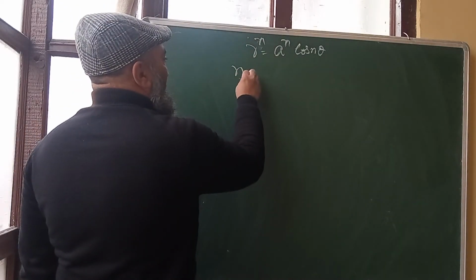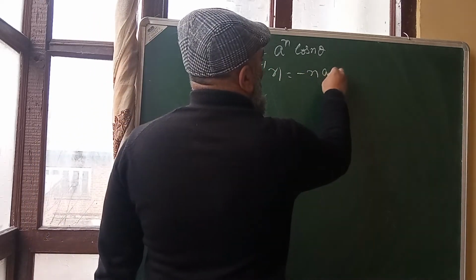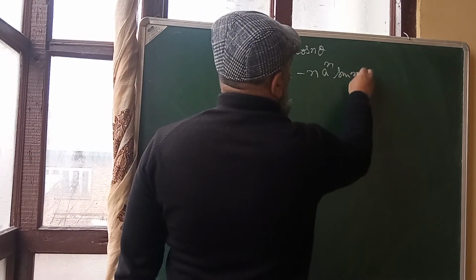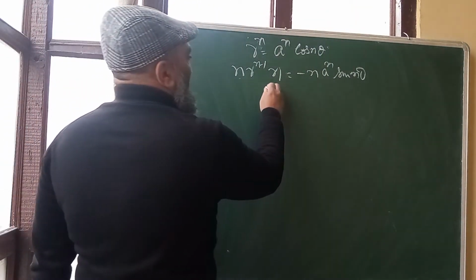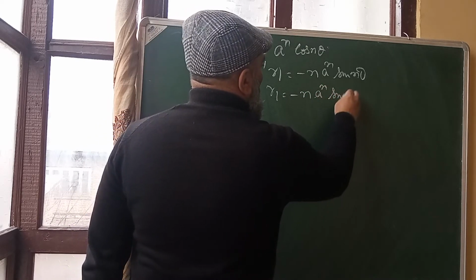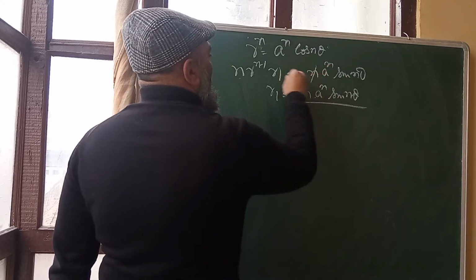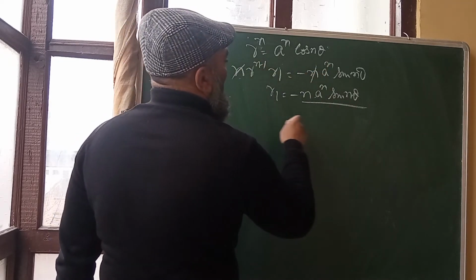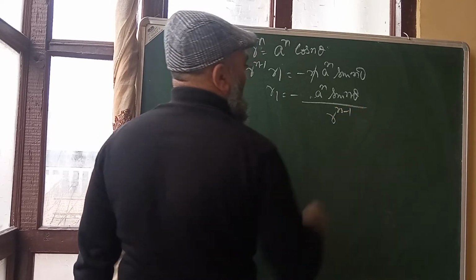So this is n r^(n-1) r1 equals minus a^n sin n theta, differentiating with respect to theta. So your r1 is minus n a^n sin n theta by n r^(n-1); the n cancels out.